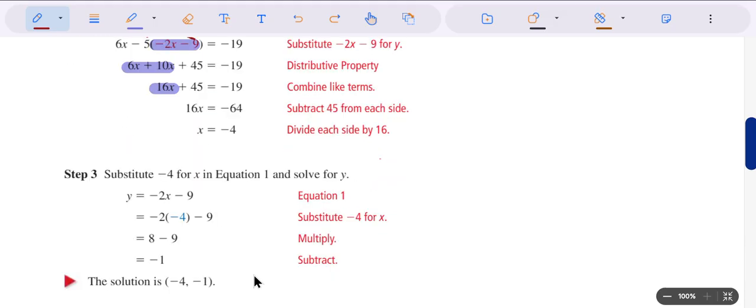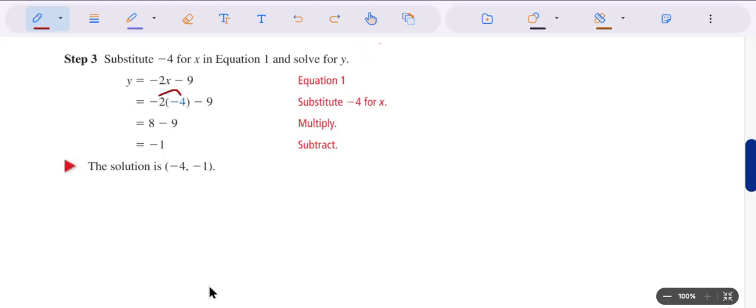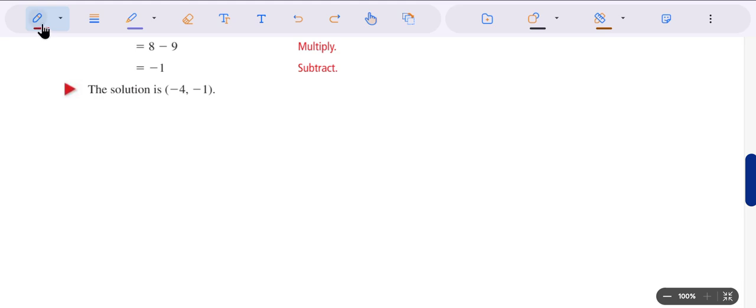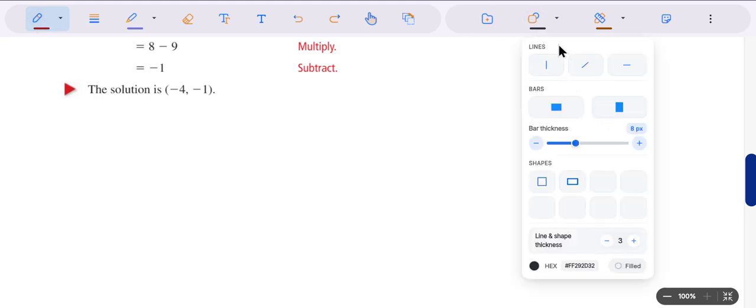Now that value, in one of the equations we can substitute. Here we take the first equation itself, y equal to negative 2x minus 9, with x as negative 4. So negative 2 times negative 4, here it is multiplication, is positive 8. Positive 8 minus 9 is negative 1. Therefore, the x value is negative 4 and the y value is negative 1. Therefore, the solution is negative 4, negative 1.